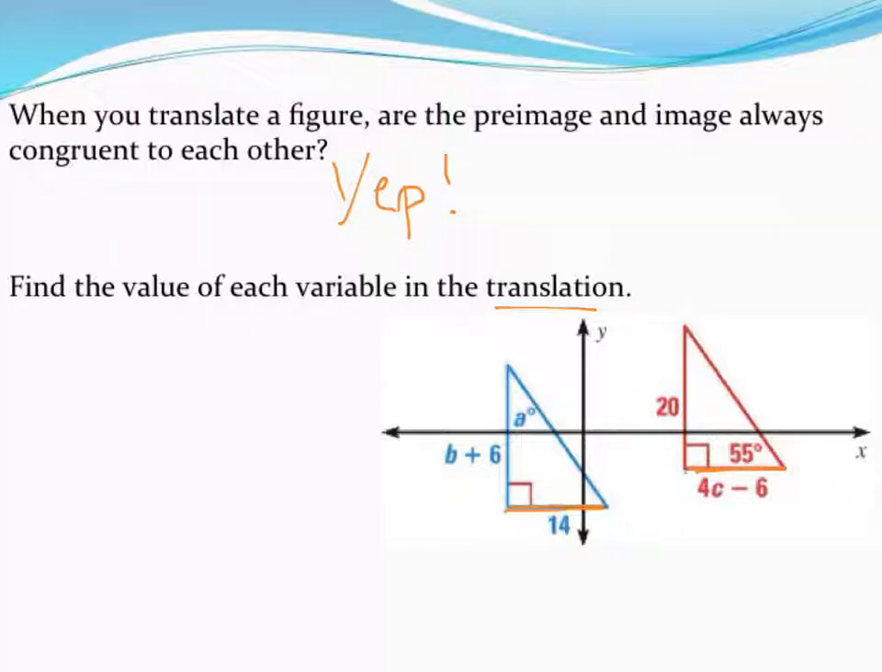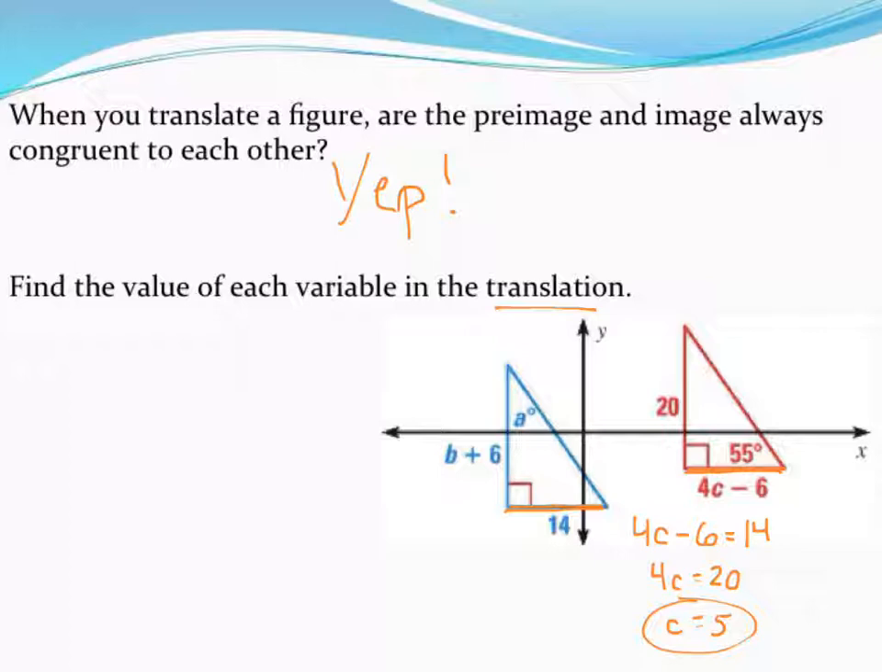It's located on the bottom of the triangle. Since this is just a translation, I know those two sides are going to be equal to each other. They're going to be congruent. So the equation I'll write is 4C minus 6 has to be equal to 14. And then doing some simple algebra, I'll add 6 to both sides. So 4C would equal 20, and then dividing by 4 gets me C is equal to 5. So there's our first variable.